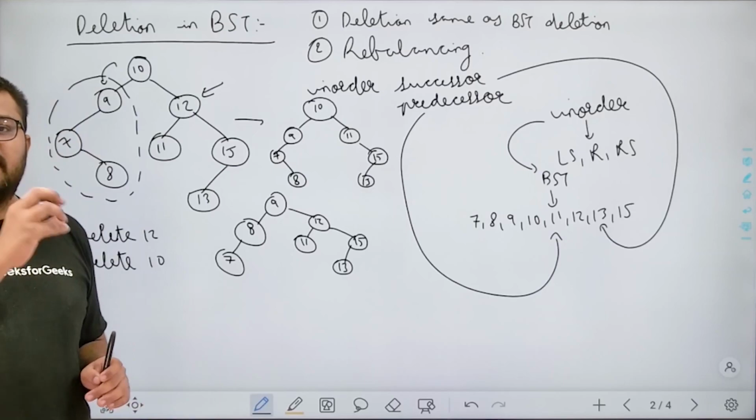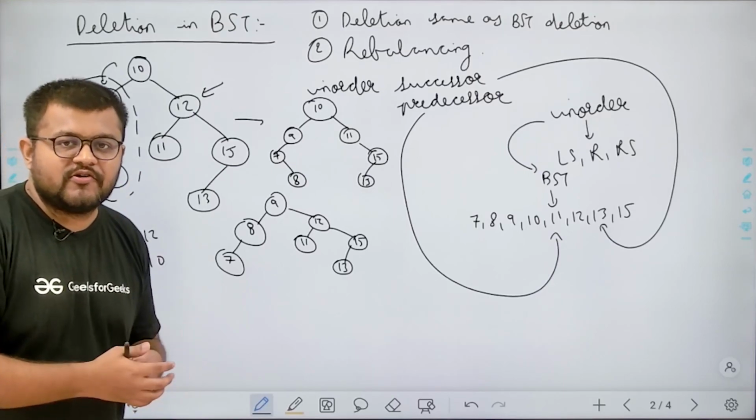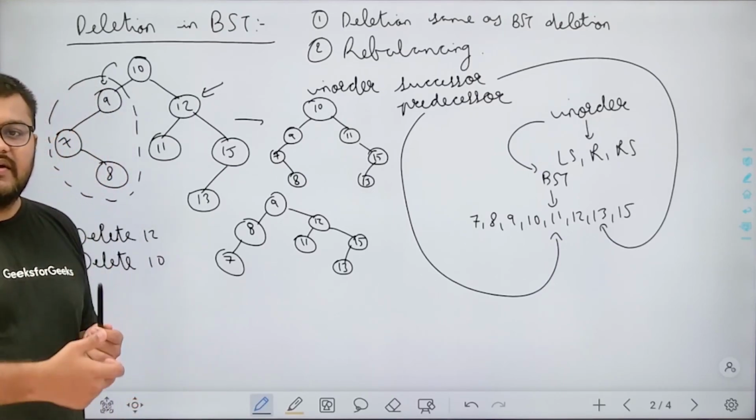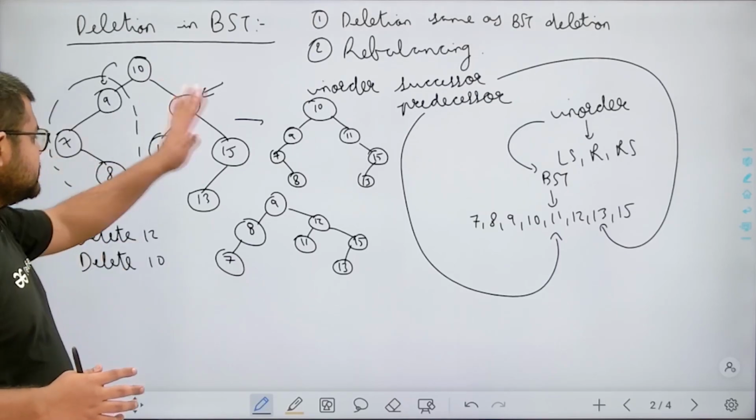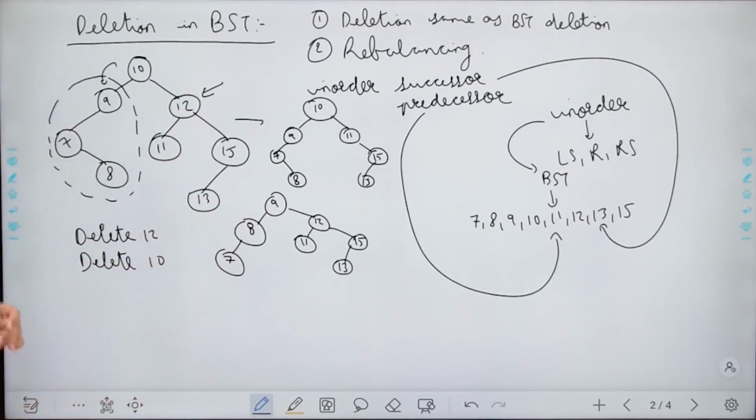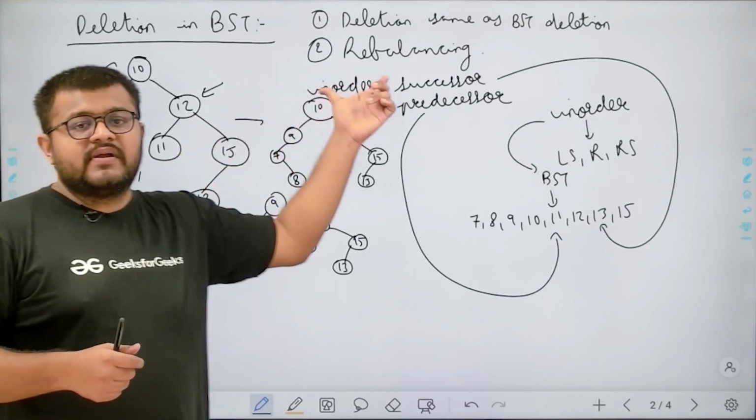We replace the value with its in-order successor or predecessor, and keep doing it recursively until it comes to the leaf node, and then delete it, and the binary search tree is still maintained. Now let's look at how we will do rebalancing.